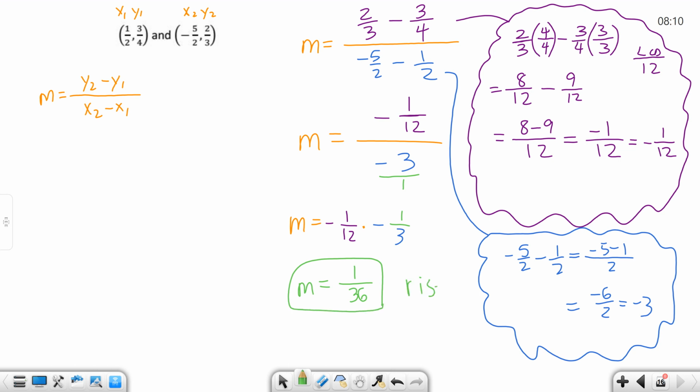And this line does what? Rises because it's positive. And just barely so. 1/36 is not very much, right? But it still rises very slowly.